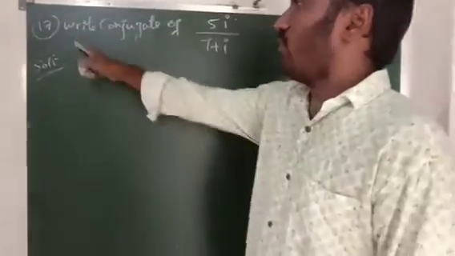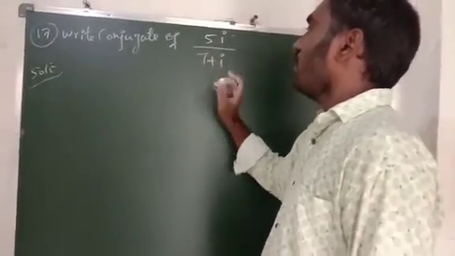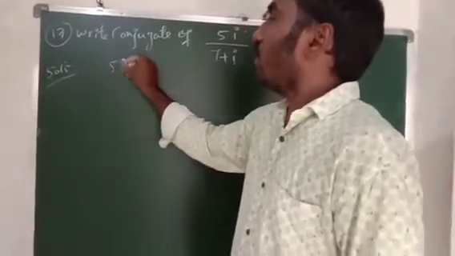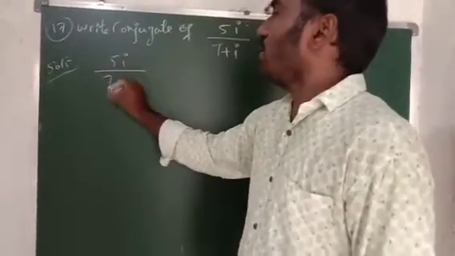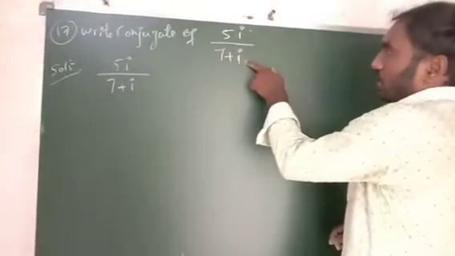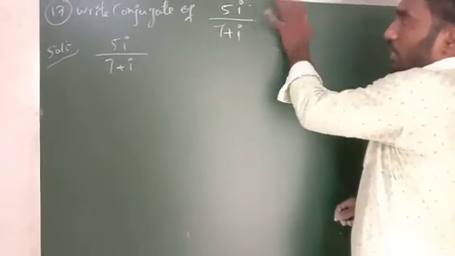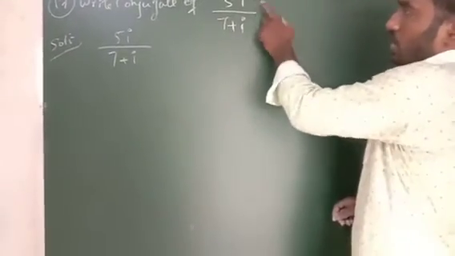Okay. The next problem, 71, is to write the conjugate of 5i by 7 plus i. Take the given complex number 5i by 7 plus i. Here we have a numerator and denominator, so we have to convert these terms into a plus ib form, which we have already done.